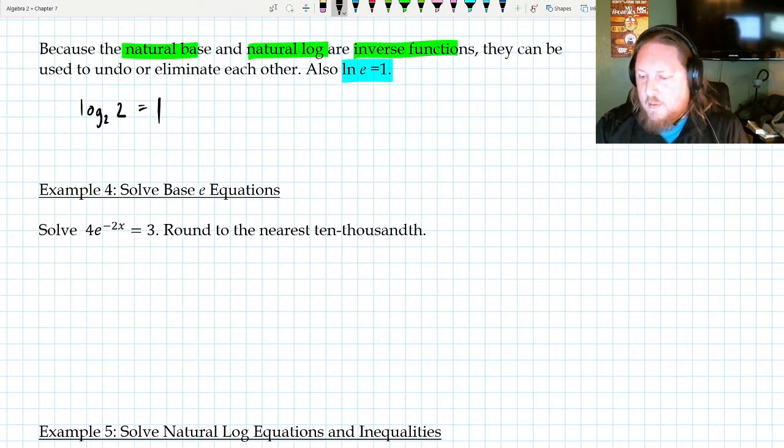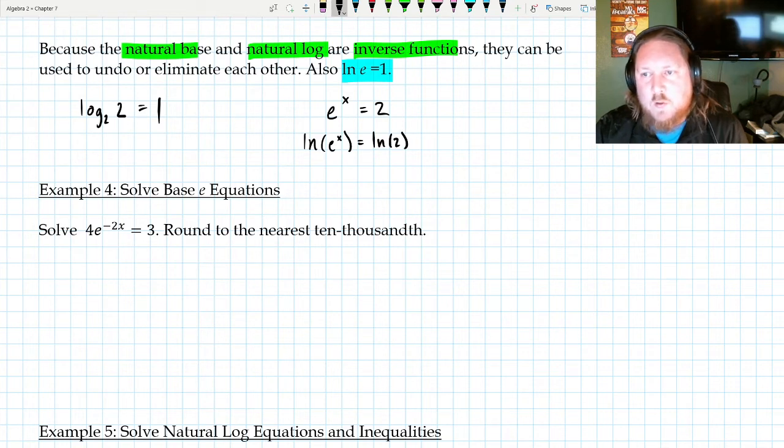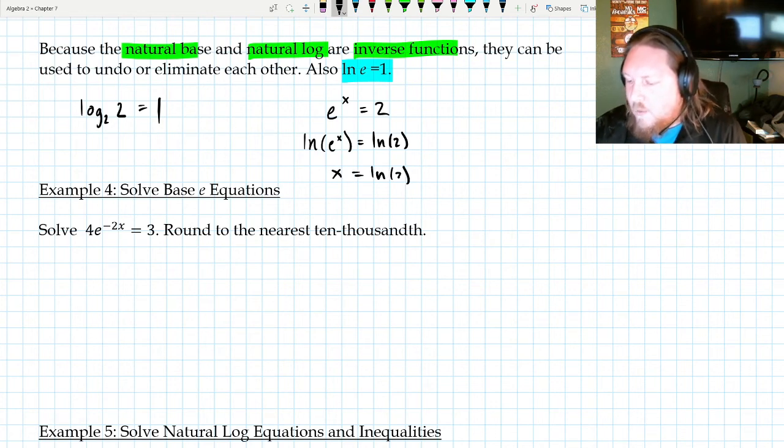The neat thing about this natural log is, let's say you have e to the x equals 2. Well, all I have to do is take the natural log of both sides, and my equation's true, and since the natural log and e are inverses of each other, I'm just left with x equals the natural log of 2. And it works in reverse as well.